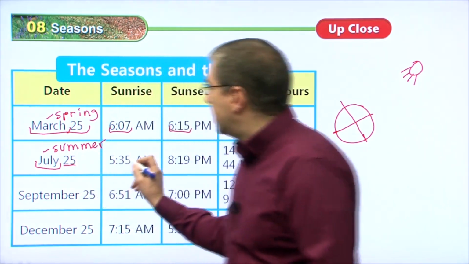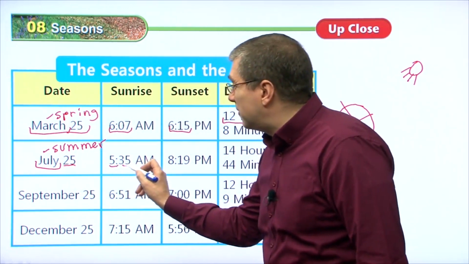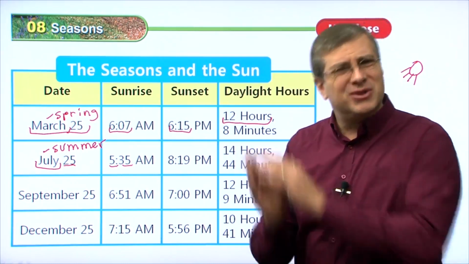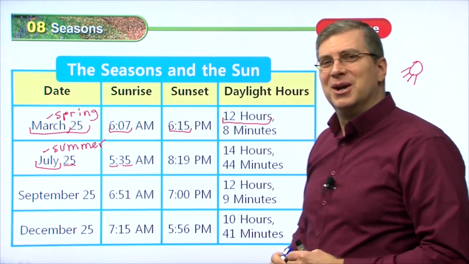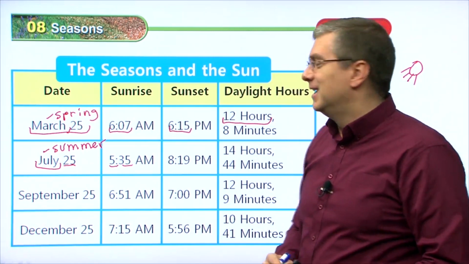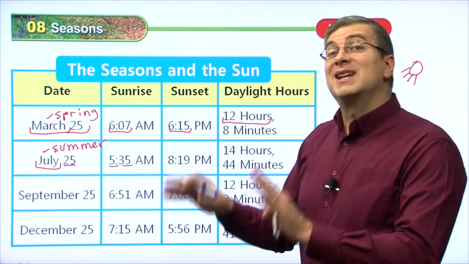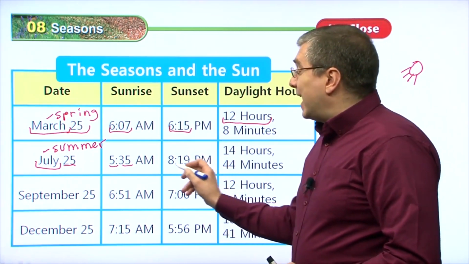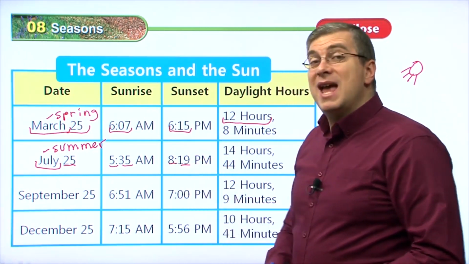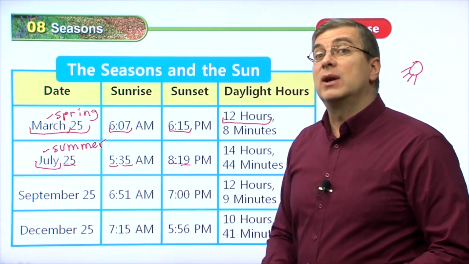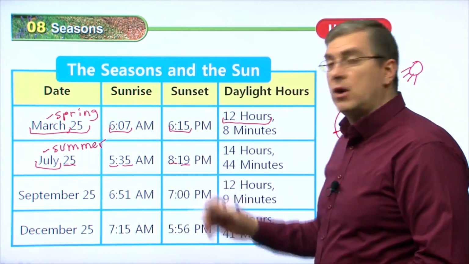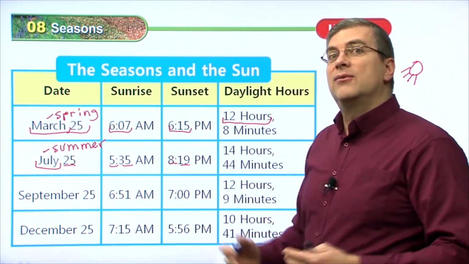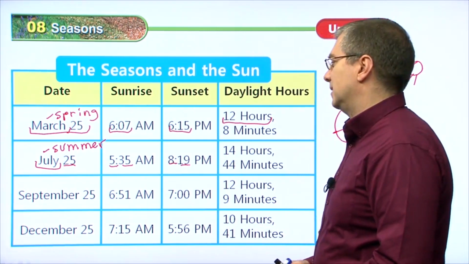On July 25th, the sun rises at 5:35 a.m. That's really early. I don't know if I'm awake. I'm still sleeping at that time. How about you? Are you sleeping at 5:30 in the morning? It's very, very early. The sun comes up at that time. And it goes down at 8:19 p.m. That's very late in the evening. Most people have already eaten their dinner at 8 p.m. They're already getting ready for bed sometimes at 8:19.